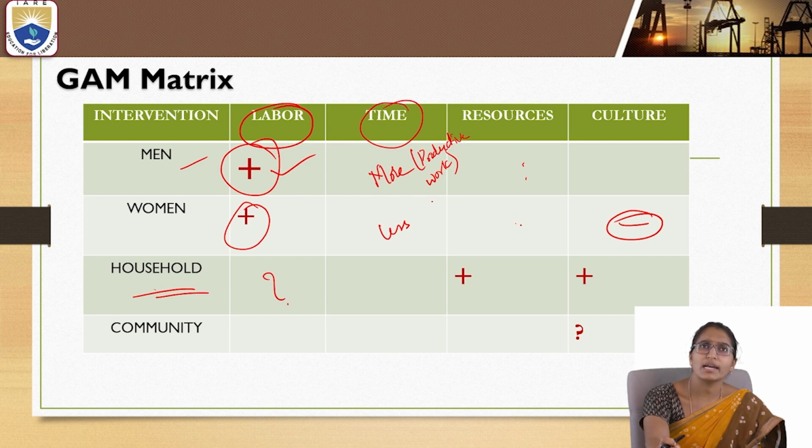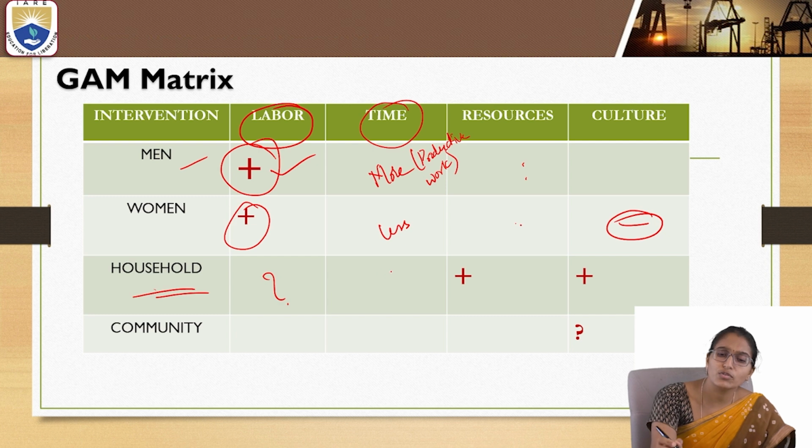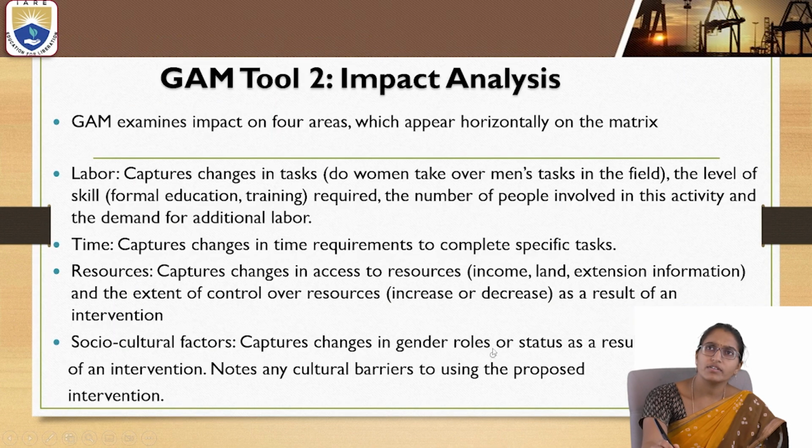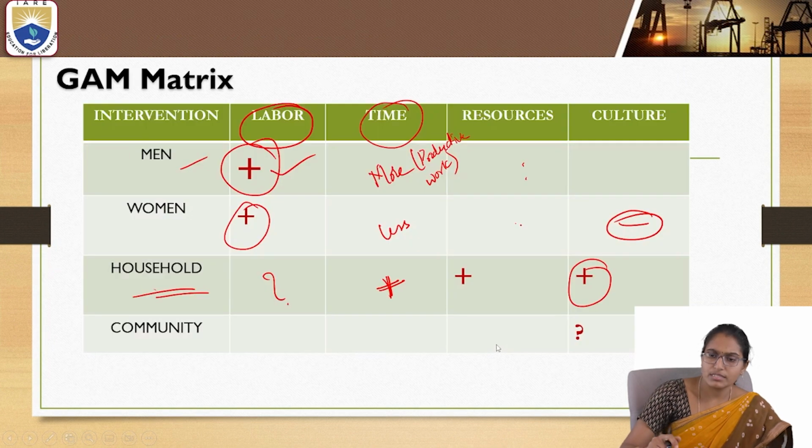So with respect to time in the household, many of the women will spend higher time on household things. As for the resources, they are equally available for everyone, and in the household, all the family members follow the culture, whatever has been said in the household.